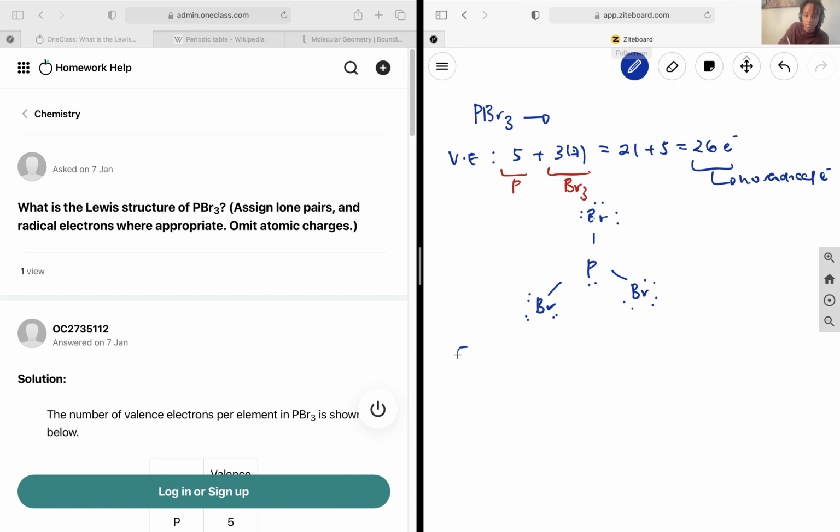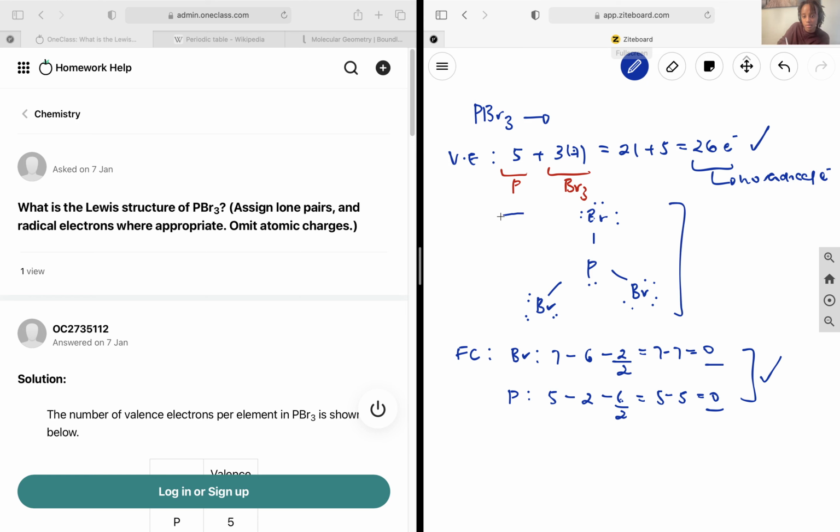Let's double check on our formal charges. For the bromine, we'll have 7 minus 6 minus 2 over 2. So 7 minus 7, that's going to give us 0. On the phosphorus, we can have 5 minus 2 minus 6 over 2. That is going to give us 5 minus 5, and that is also going to be 0. So our formal charges make sense. We have a net charge of 0 as expected, and our valence electrons are all accounted for, meaning that this is going to be our final structure.